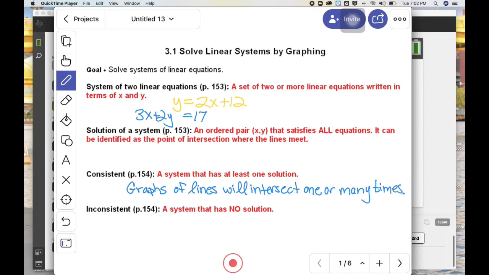An inconsistent system, conversely, has no solution. And as you can imagine, these would be graphs of lines that do not intersect. And geometry fans, you might know the word I'm thinking of right now. Lines that do not intersect are what we call parallel.